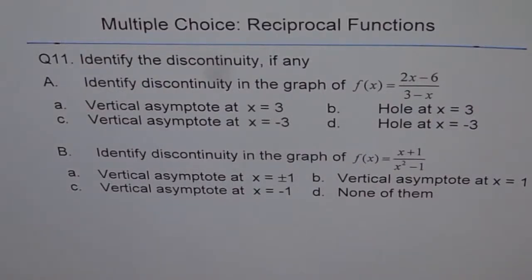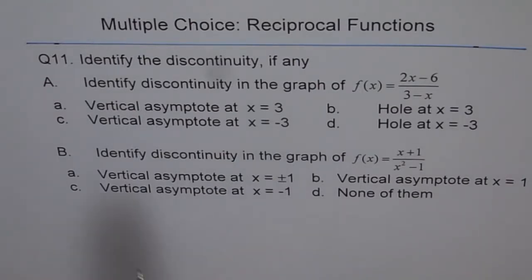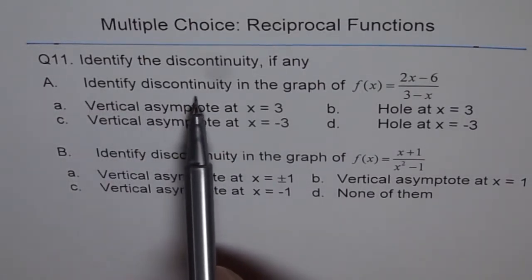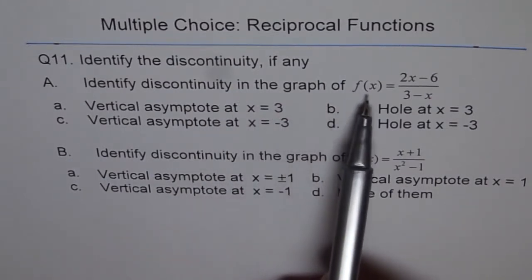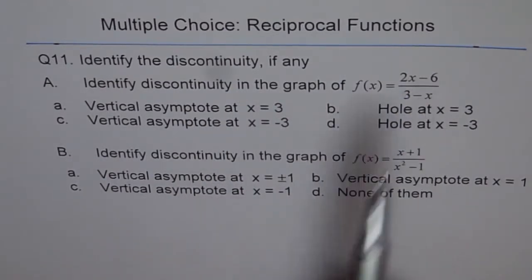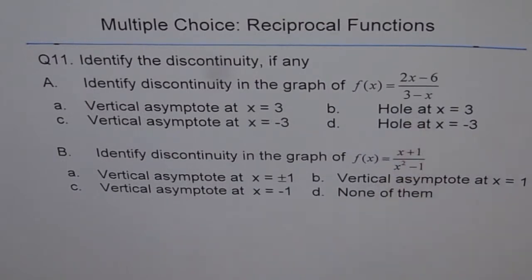Question 11. Identify the discontinuity, if any. So in this multiple choice section on reciprocal functions, I have given two questions here. One is to identify the discontinuity in the graph of f of x equals 2x minus 6 divided by 3 minus x. Now there could be two different types of discontinuities here.